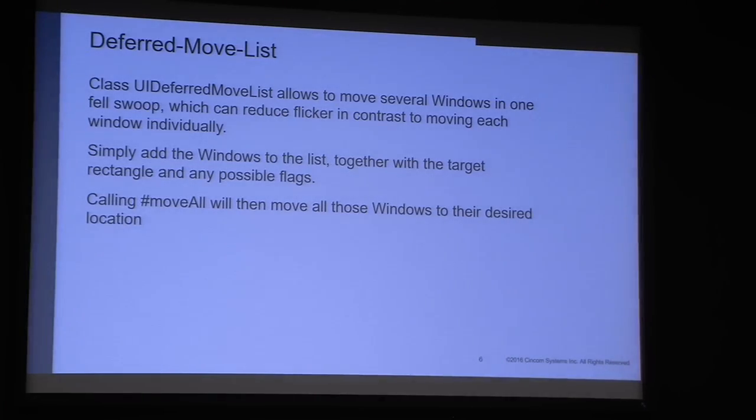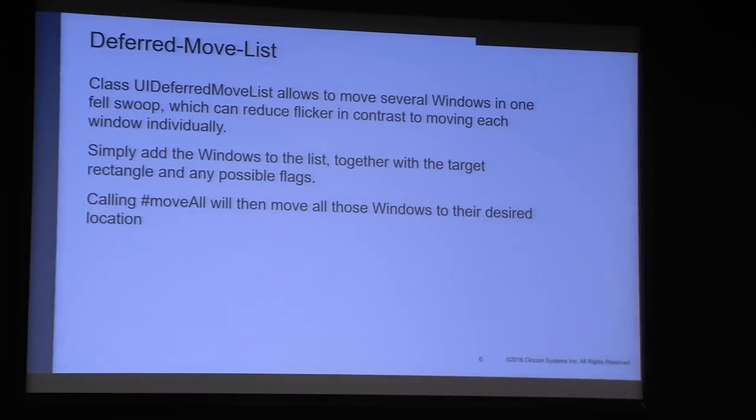Double buffering only gets you so far, because Windows double buffering is implemented for each window and not for a set of windows. So we have the deferred move list, meaning I calculate all the target rectangles for all the windows that I want to move, add them to the deferred move list, and I tell the Windows system, now you move.